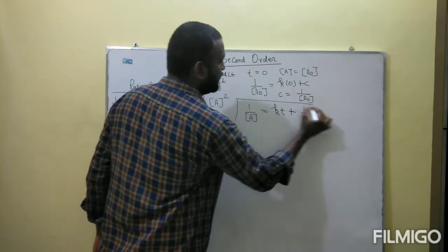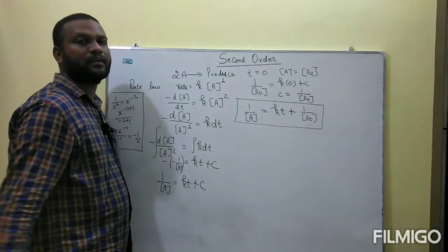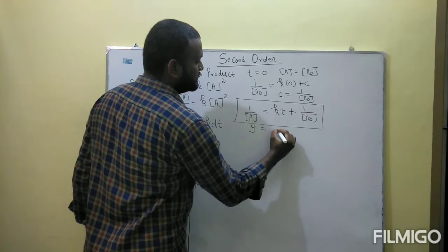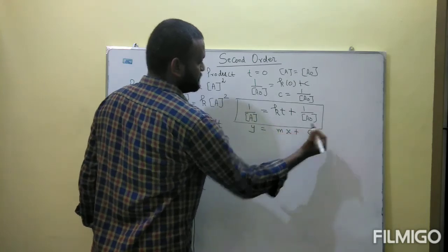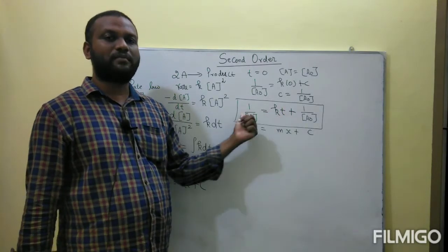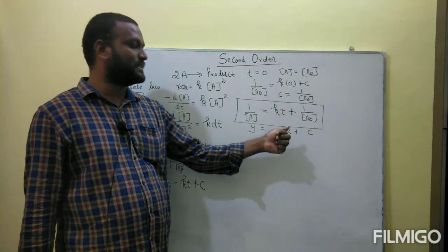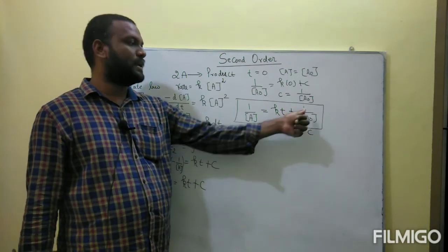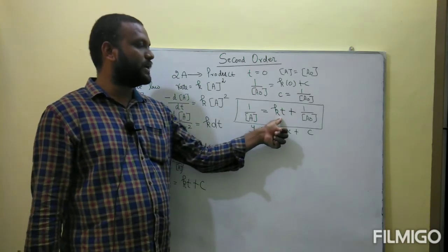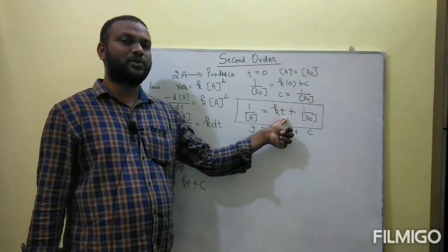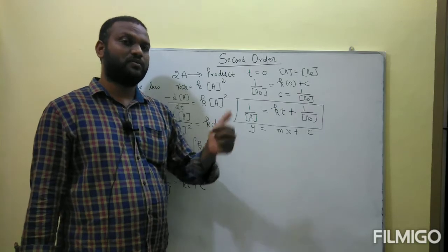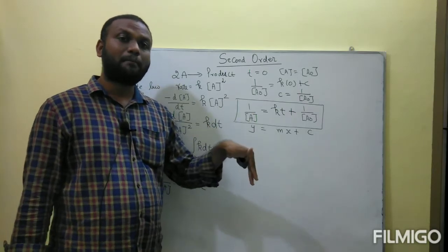This is in the form of a straight line equation, y equals mx plus intercept. The two variables, 1 by A and time, are taken as the y-axis and x-axis. The slope will give you K, and 1 by A0 is the intercept. Here you should note that the slope is positive. In zero order and first order reactions, we have a negative slope, whereas in a second order reaction, we have a positive slope.